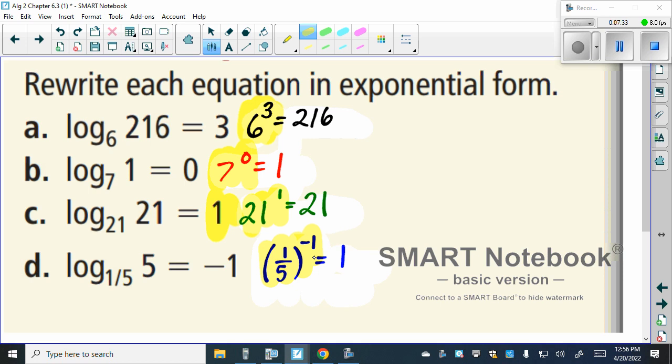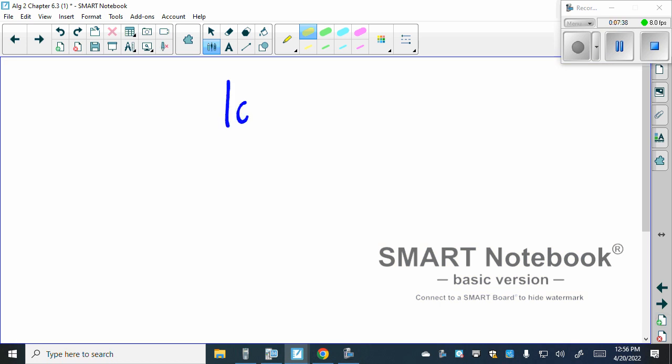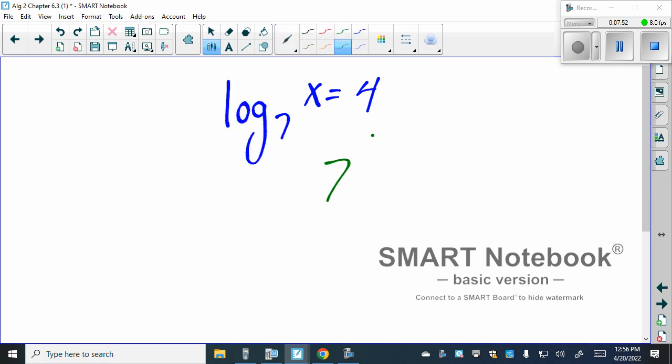Where it kind of falls apart is if for some reason we had a variable. So they wanted us to rewrite log base 7 of x is equal to 4. So how would we rewrite this one? This one here we can't necessarily check in a calculator because it doesn't actually tell us what it's equal to. It would just be whatever 7 to the 4th is. Any questions on this here before we look at the next part?